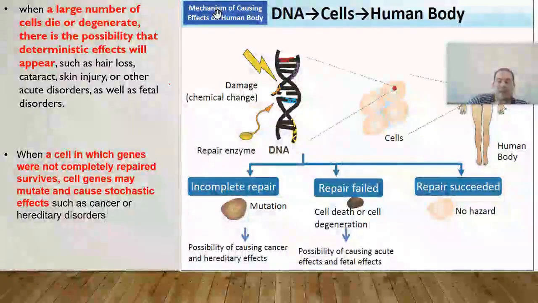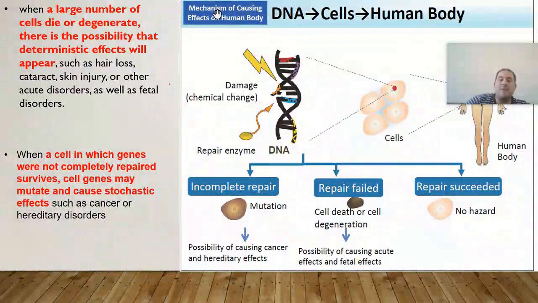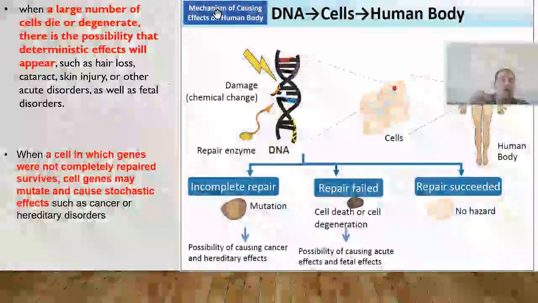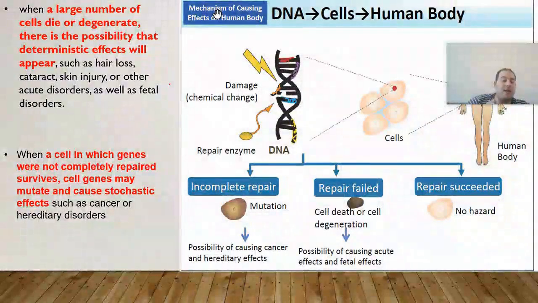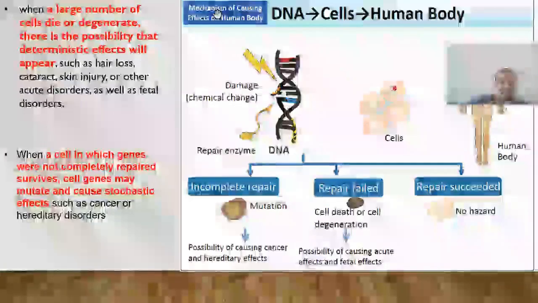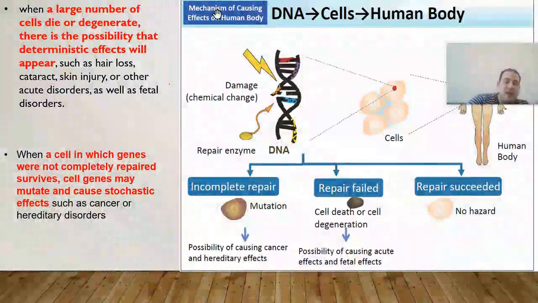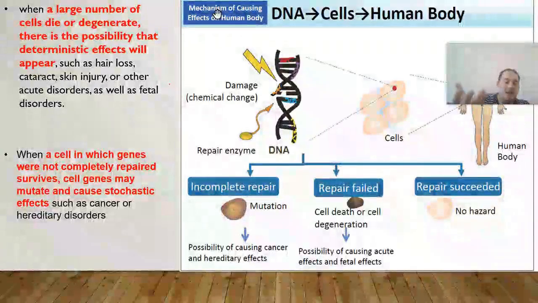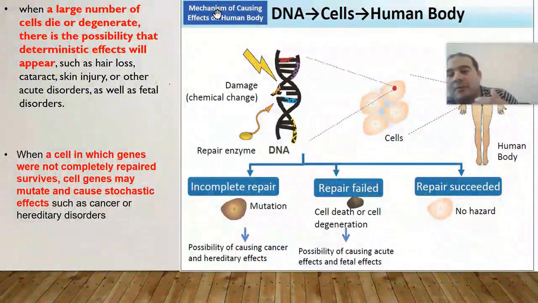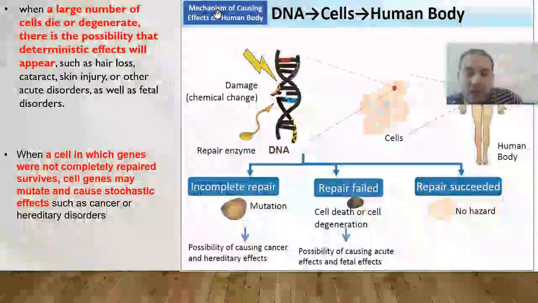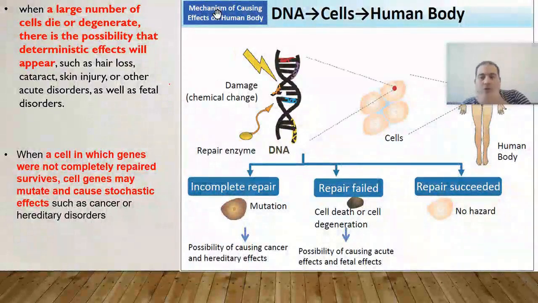Incomplete repair means that repair occurs but is not complete, which in this case causes mutations and can lead to hereditary effects and cancer. This is categorized under the stochastic effect, or probabilistic effect. As we say, one photon can cause cancer. It can happen with just one photon. One photon can cause cancer.